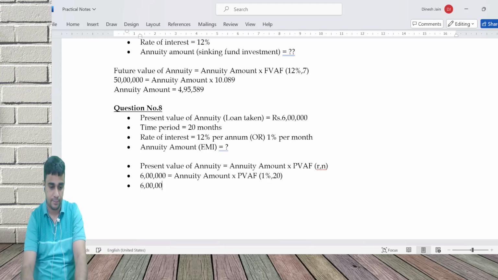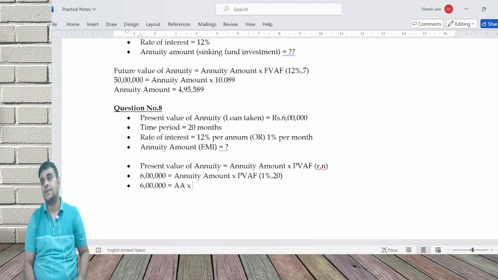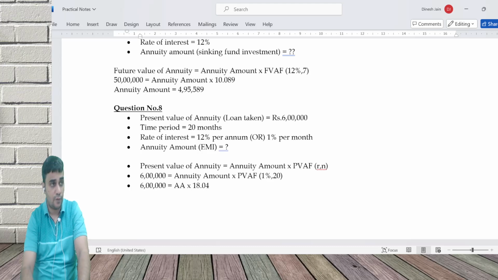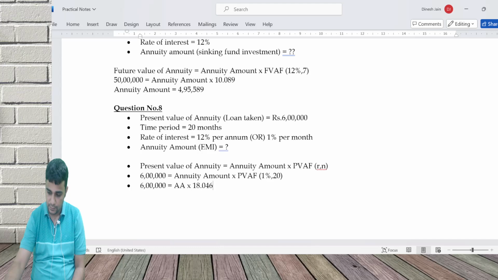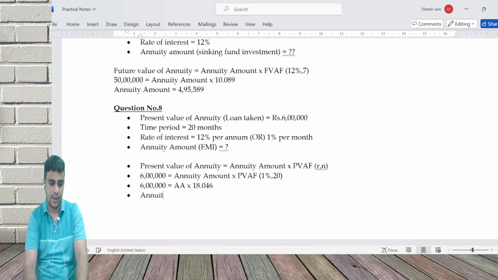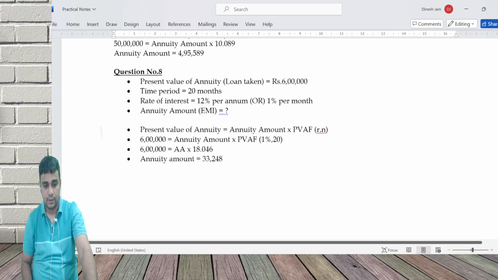Tell me the annuity factor. At 1%, 1 divided by 1.01 to the power of 20, how much? 18.046. And this will give me my annuity amount, which I wanted. Any doubts on this? What's the annuity amount? 33,048. Any doubts on this?